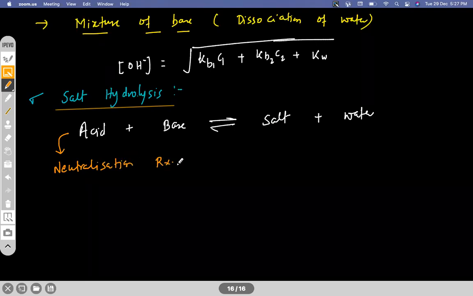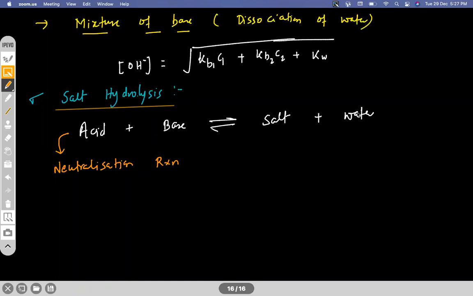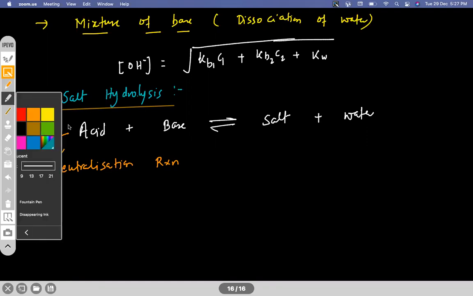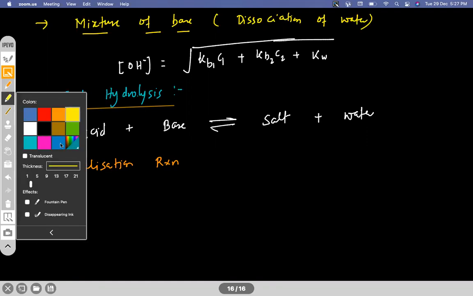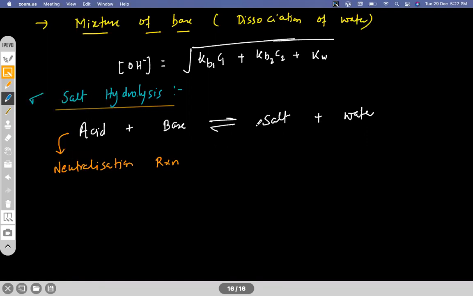But since the reaction is reversible, this reaction can also go in the backward direction. If it goes in the backward direction, then we call it what? This is hydrolysis of salt. Salt is reacting with water. So it is hydrolysis of salt. Tell me, is it clear to all of you? Right?